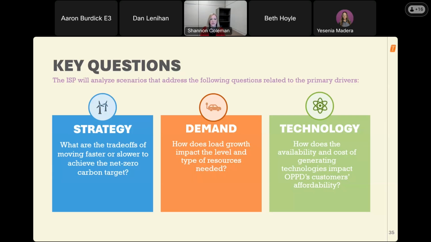But these should be considered suggestions only, not limitations. We would love to know your thoughts on these drivers, and we would also love to hear your ideas for additional factors that we should consider in addition to these. So now, Yessie will cover all the ways that you can provide your feedback.